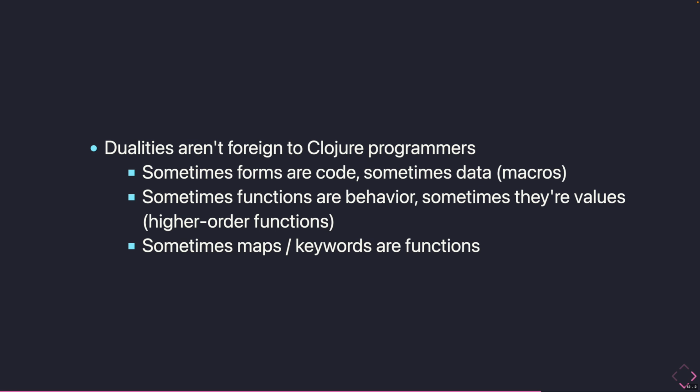And again, that's totally normal and natural to us. And similarly, Clojure's data types are very interesting in that maps can function as functions, right? We can call maps on keys to get values. Keywords can do the same thing. We can call keywords on maps to get values.